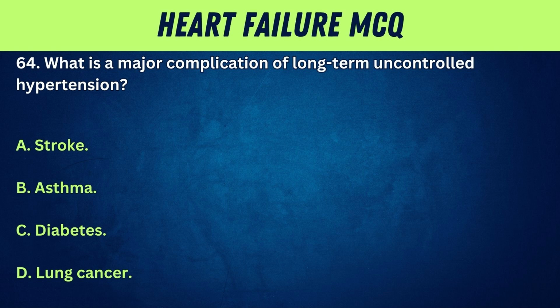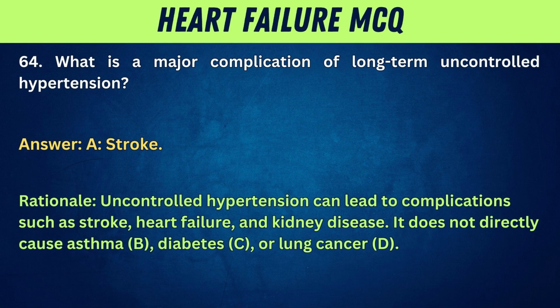64. What is a major complication of long-term uncontrolled hypertension? A, stroke. B, asthma. C, diabetes. D, lung cancer. Answer: A, stroke. Rationale: uncontrolled hypertension can lead to complications such as stroke, heart failure, and kidney disease. It does not directly cause asthma, B, diabetes, C, or lung cancer, D.